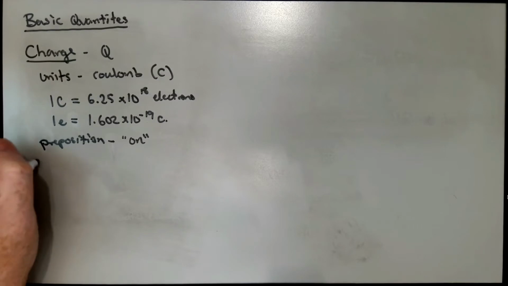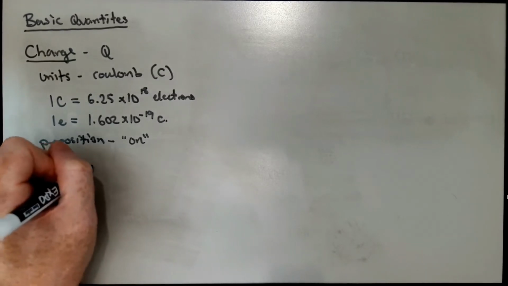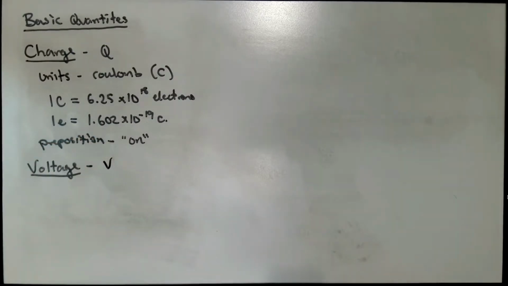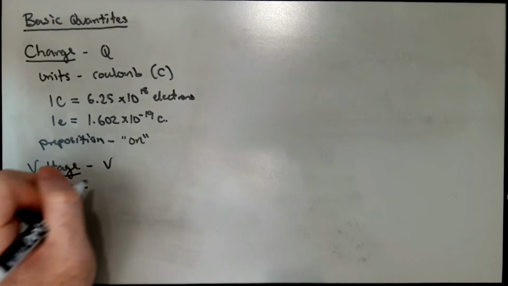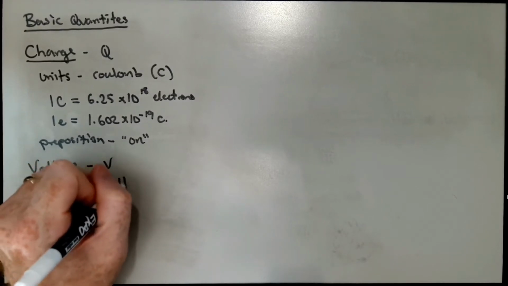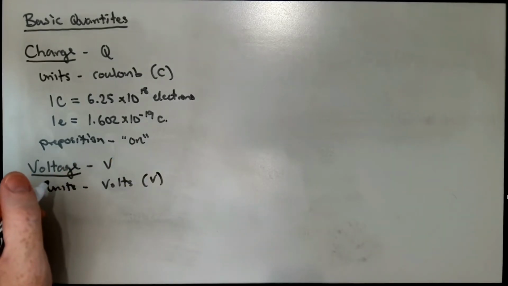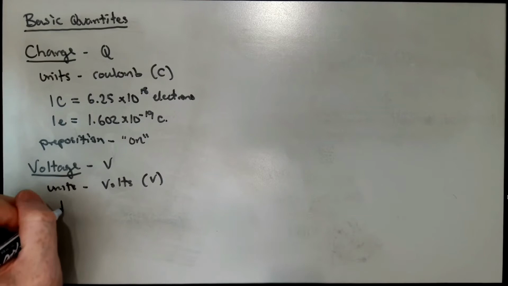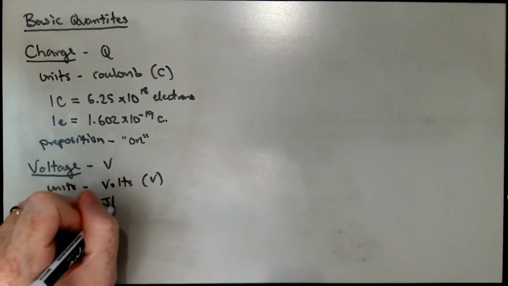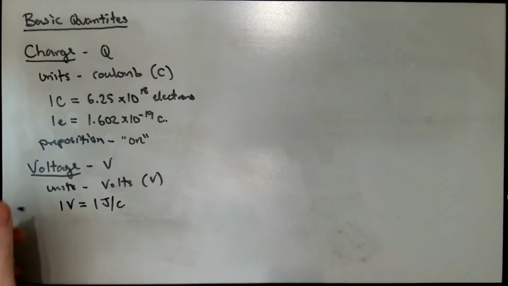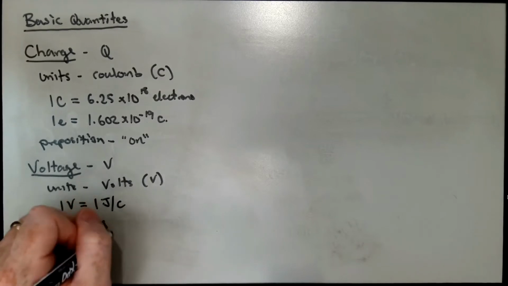Our second one is voltage, which is denoted by the variable V. The units of voltage are volts, which are also denoted by V. And 1 volt in more fundamental SI units would be 1 joule per coulomb. And so this is a normalized potential energy.